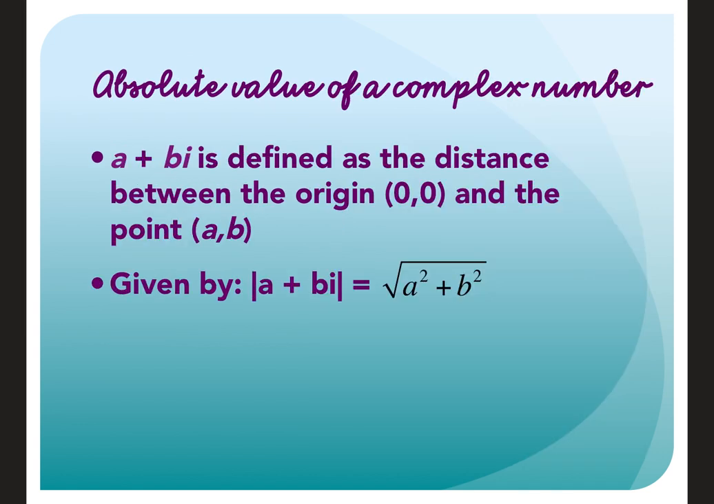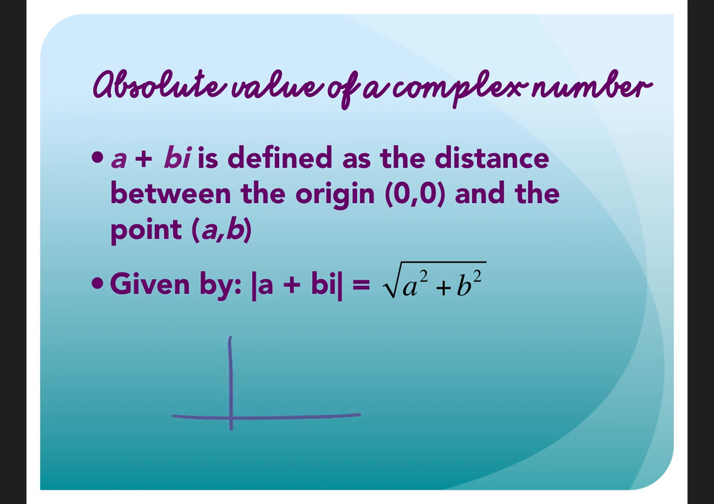The absolute value we are going to find of the complex number is found by the square root of a squared plus b squared, which should look familiar, right? Because we use that same formula for what? The magnitude. So absolute value is basically just like finding the distance between the point and the origin.